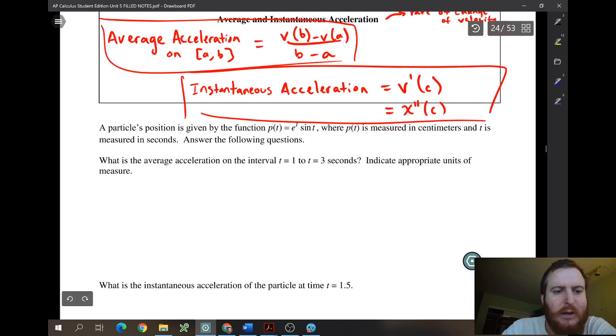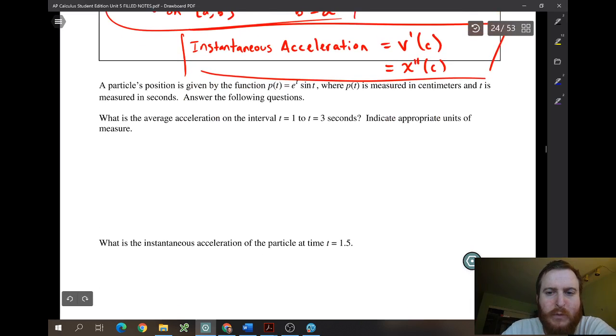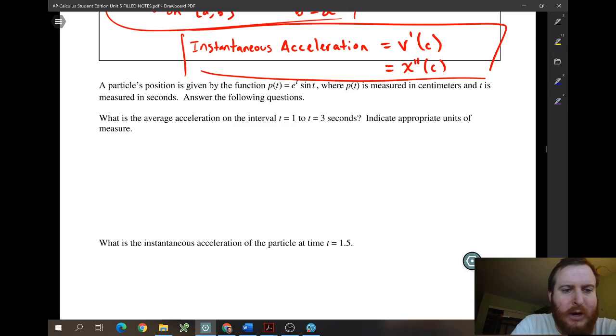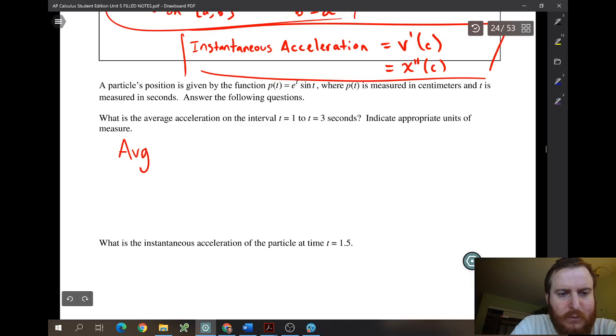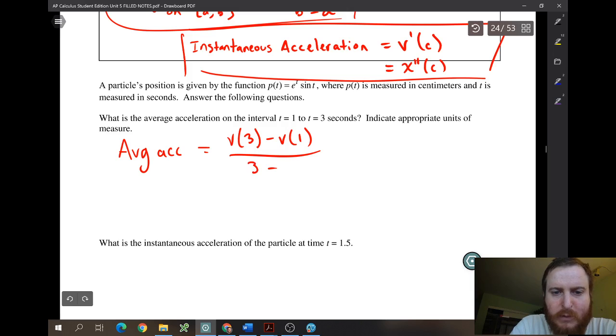So there's that. A particle's position is given by that same function, p of t equals e to the t sine t, where p is in centimeters and t is in seconds. What is the average acceleration between time 1 and time 3? So our average acceleration is v at 3 minus v at 1 divided by 3 minus 1.